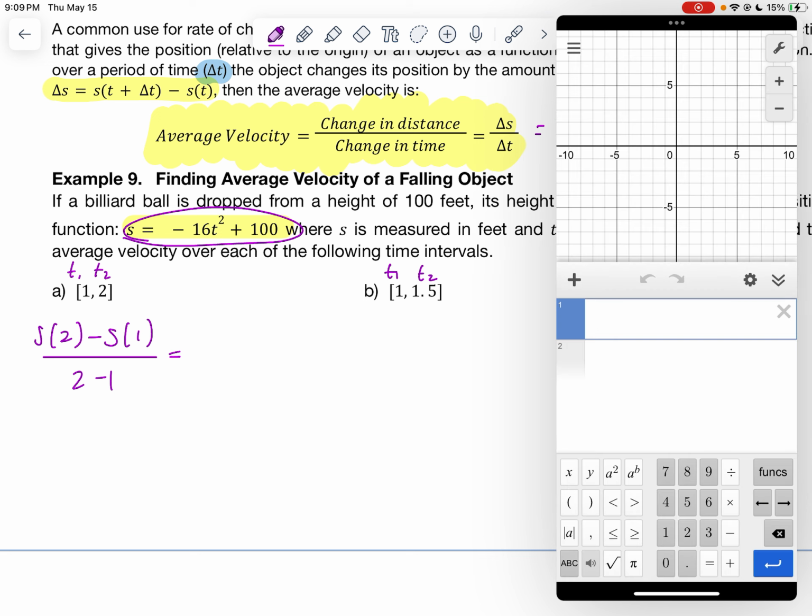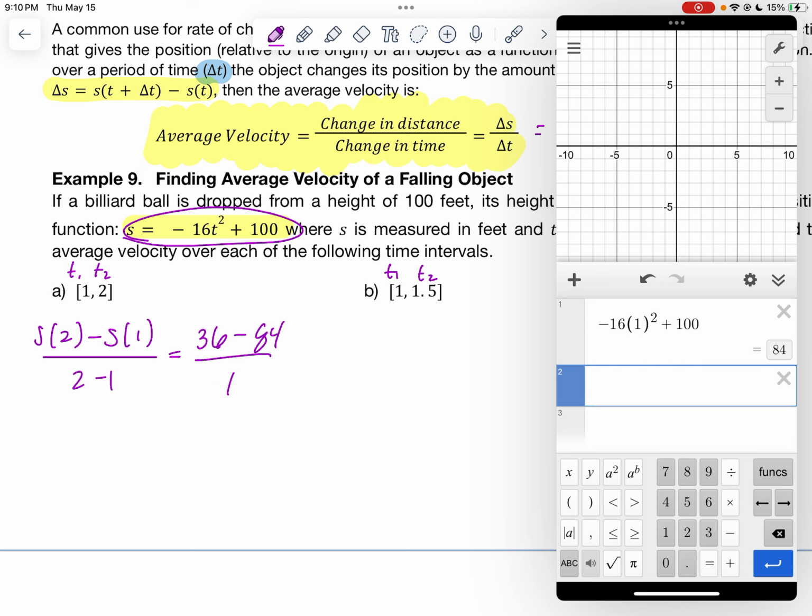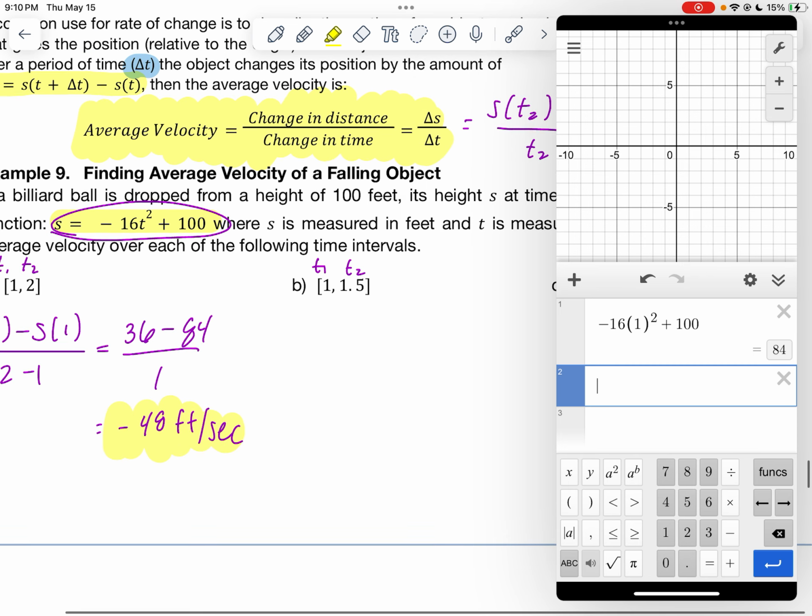So I'm going to say negative 16 parentheses. I'm first going to evaluate it at 2, so I get 36 minus, and now I'm going to plug in 1, 84, all over 1. 36 minus 84, we know this to be negative 48, and we're talking about feet per second. I'm going to do the rest for these.